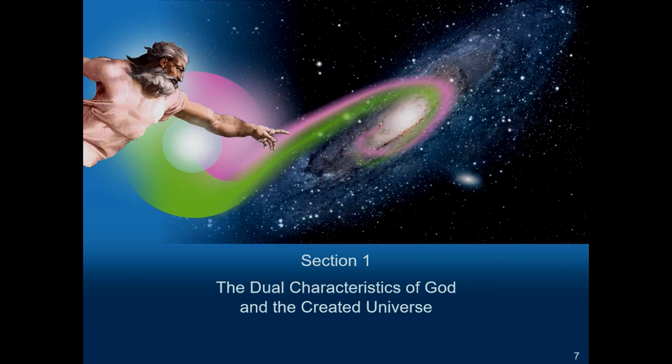Section 1, the dual characteristics of God and the created universe. This section will look at God. What is God like? Who is God? This is how Divine Principle is starting. We need to understand God first.